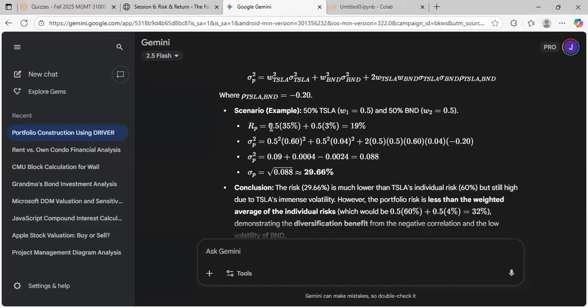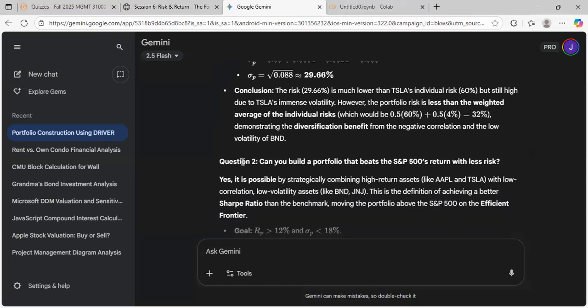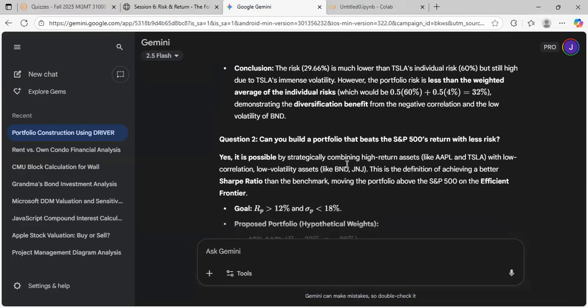And these are all the numbers for the examples. So in conclusion, for that question, the risk, which is at 29.66%, is much lower than Tesla's individual risk, which is at 60%, but it's still high due to Tesla's immense volatility. However, the portfolio risk is less than the weighted average of the individual risks, which would be 0.5 times 60% plus 0.5 times 4%, which equals 32%.